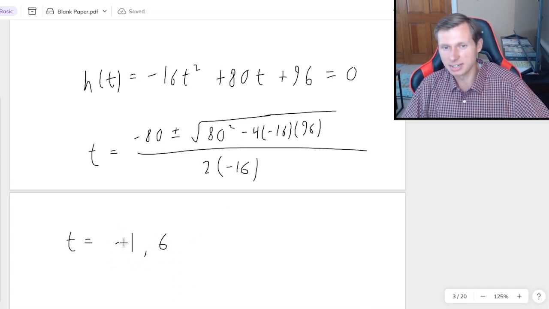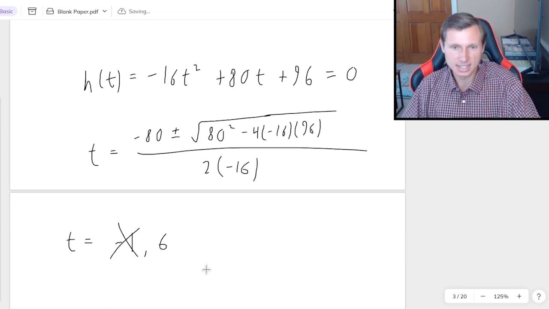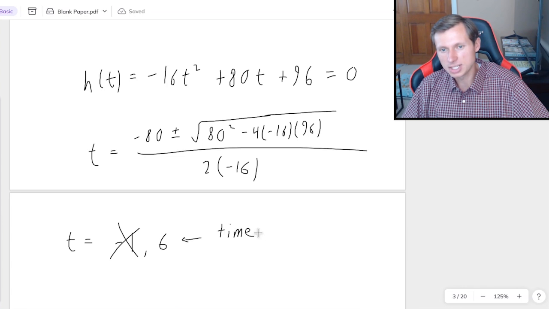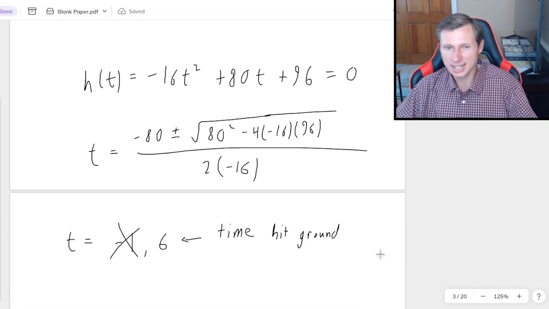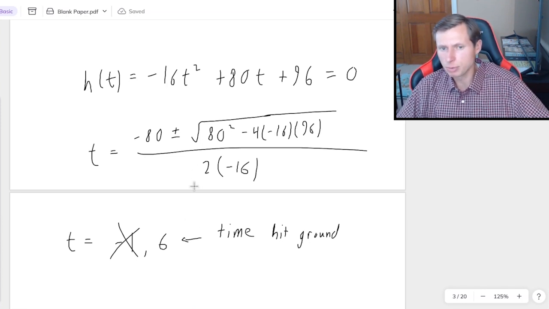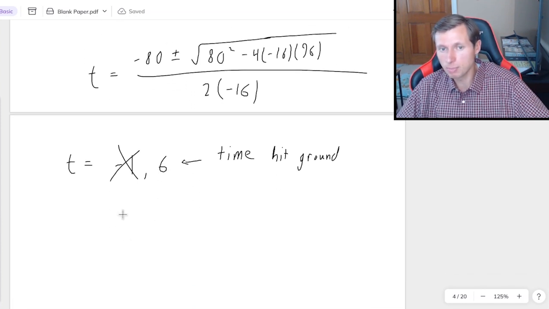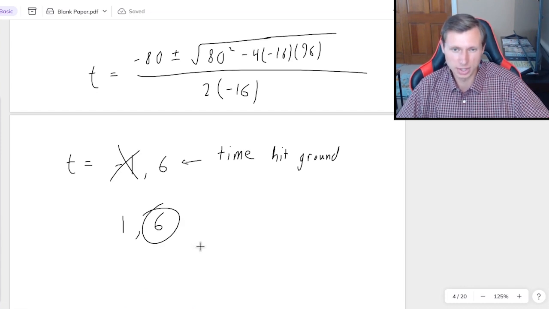Obviously, I cannot have a negative time, so 6 has to be the answer. Well, I shouldn't circle that because that's not the final answer. That's just the time when we hit the ground. In general, you should always cancel out the negative time and keep the positive time. But it also is possible for certain problems to have 2 positive times as our answer. So what if I had 1 and 6? Which one would be right? Always the highest positive time if the question is, when did you hit the ground?